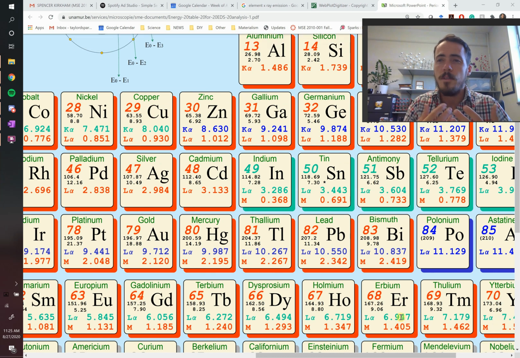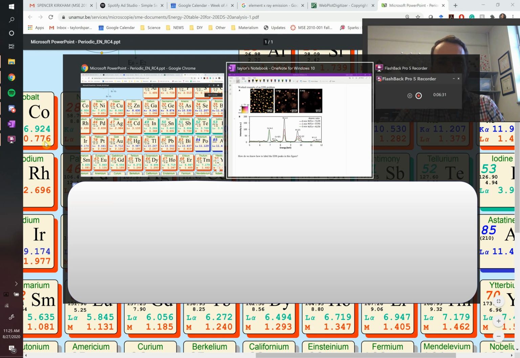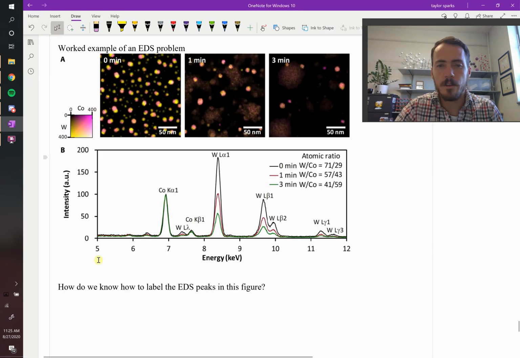Now, hopefully, if you made this sample, you could say, well, I didn't think I added any erbium, so that's probably not an erbium peak. But there is always a little bit of detective work. If you're uncertain, then what you'd want to do is look for the second peaks. Cobalt has another peak at 776 eV. In this figure, we don't see that. It only goes down to 5 keV, so 5,000 eV. So we would have to look way over here to see if that's it.